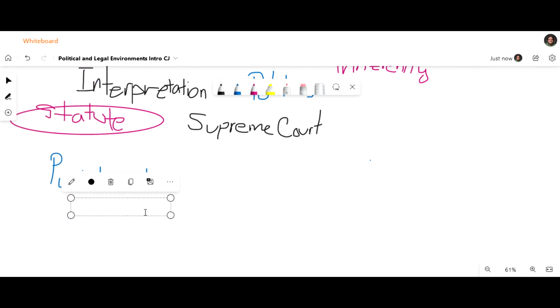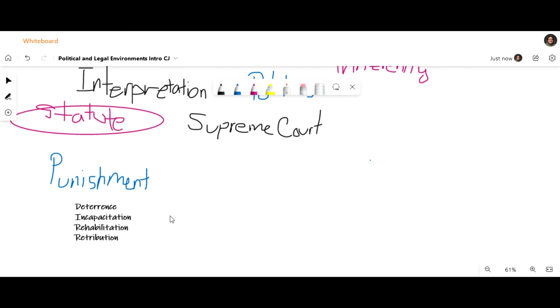So, the theories of punishment are, I'm making sure I'm spelling it right. Deterrence, incapacitation, rehabilitation, retribution. I want to make sure I spelled those right. So the theories of punishment are deterrence, incapacitation, rehabilitation, and retribution.